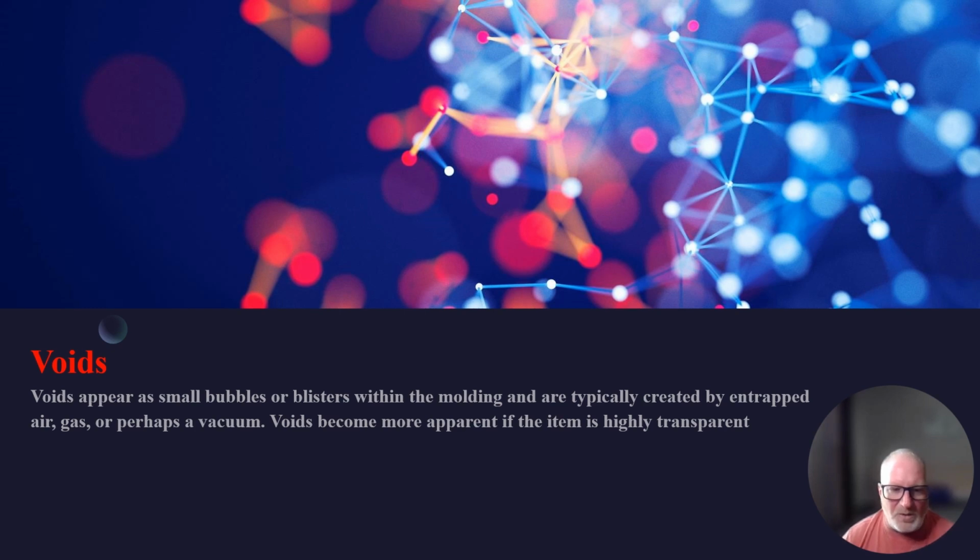Voids appear as small bubbles or blisters within the molding and are typically created by entrapped air, gas, or perhaps a vacuum. Voids become more apparent if the item is highly transparent. So think about it like this. Let's say you have a part that is clear, like something made out of Lexan or acrylic, okay? That material is clear, so you have to think, okay, if I fill it too fast, I'm going to get shear and I'm going to get bubbles. If I don't fill it too fast, or I have too much heat or too much moisture, that could cause the bubbles and voids. So whenever you have a translucent part, you can actually see the bubbles. Whenever you have a dark part, it's a lot harder to see that stuff.